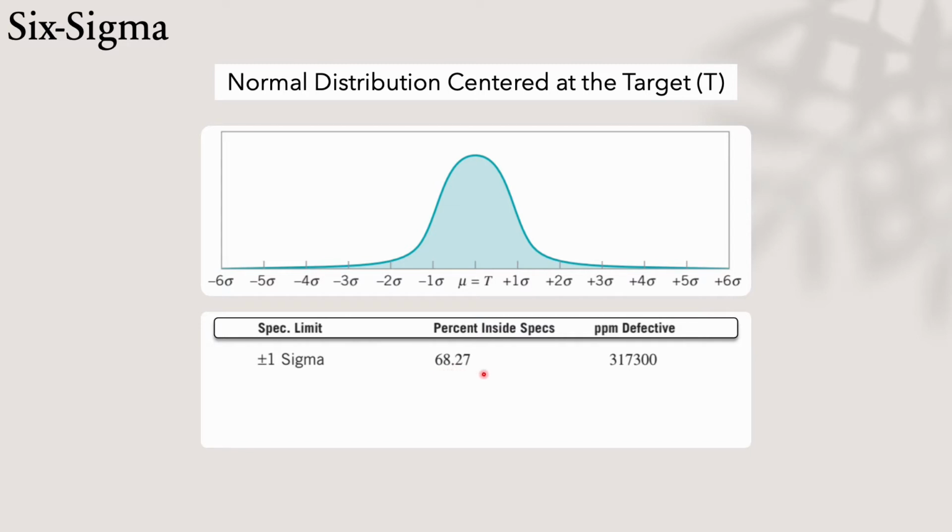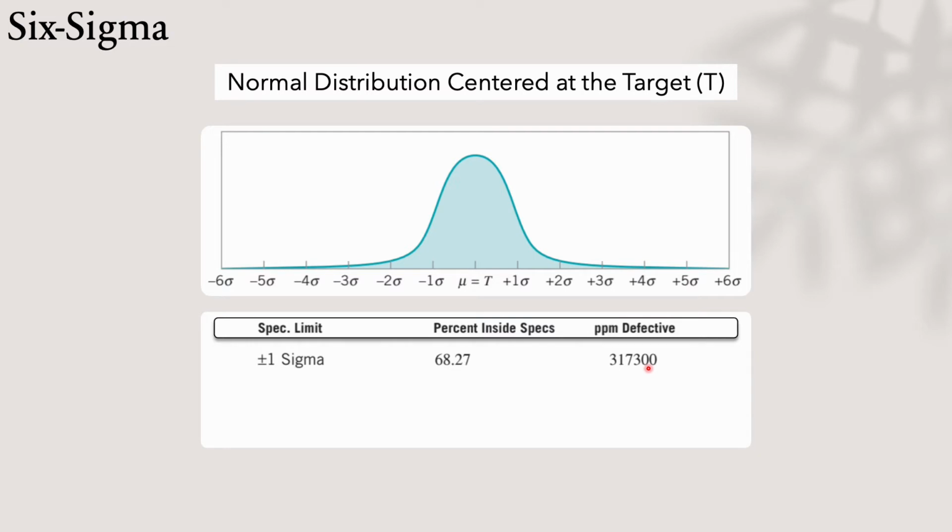If we talk in terms of parts per million, the number of defective products per million goes to 317,300. This is close to a third of the lot. If you are making a lot of 1 million products, almost a third of those products will be bad. So it is really a bad situation for a business. It is not acceptable for a process to give us so many defective products.